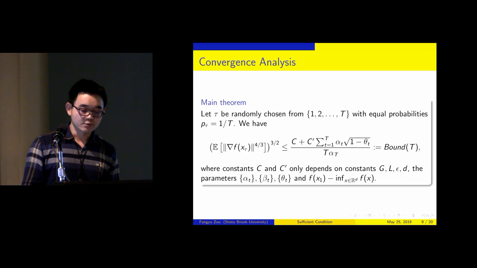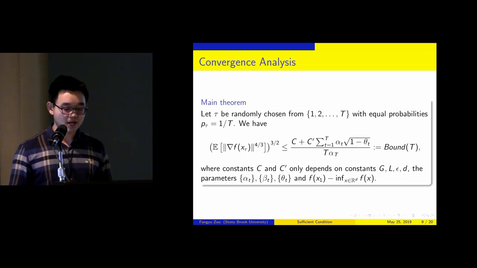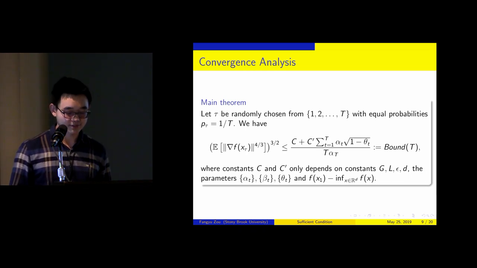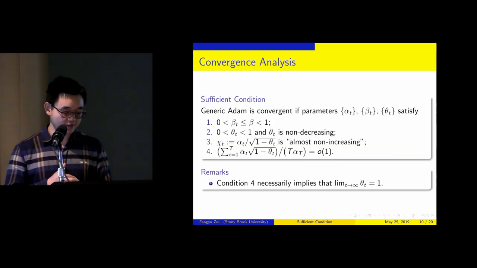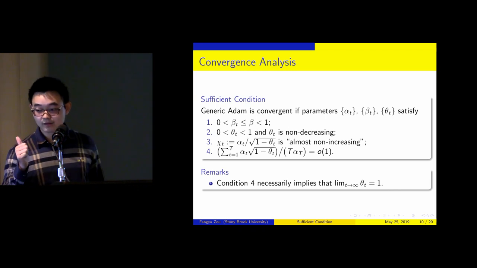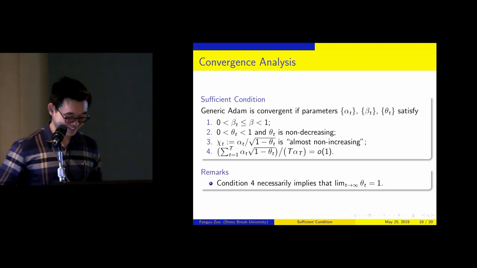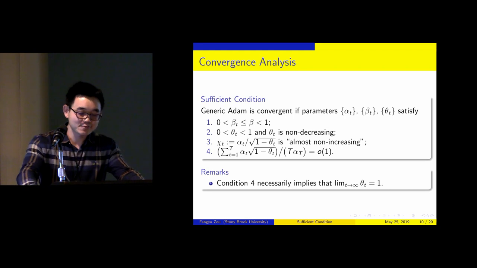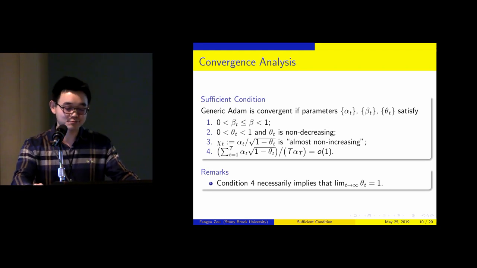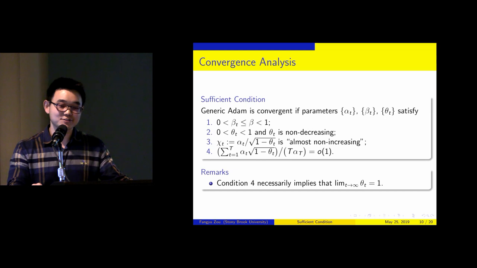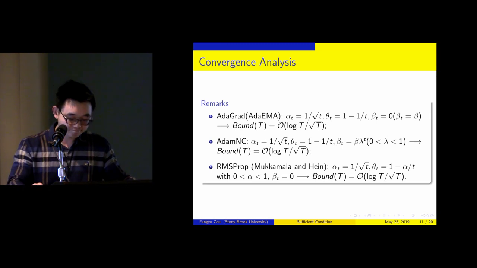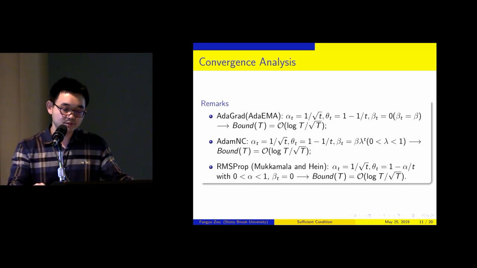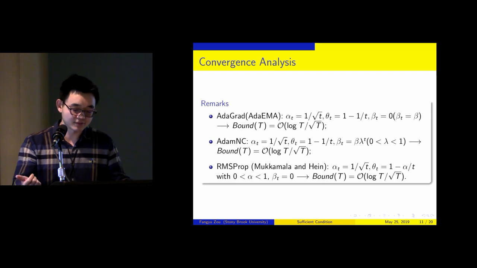Second, we can show that over a continuous path of parameters that connects the Adam EMA and the original Adam, you will find that the convergence rates continuously change from capital O(log T over radical T), so the best convergence rate, to capital O(1), namely no convergence guarantee.